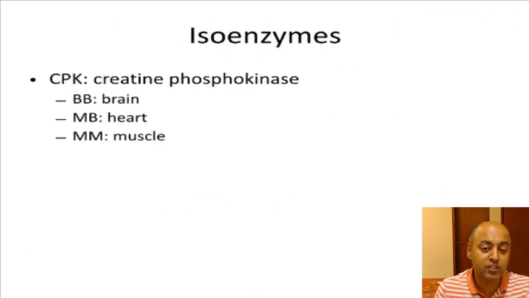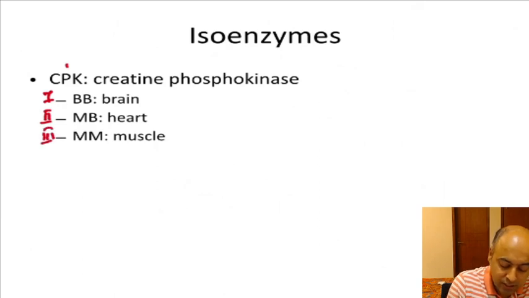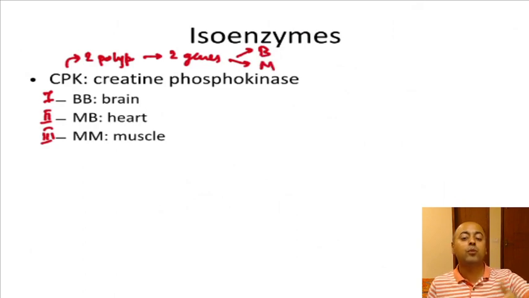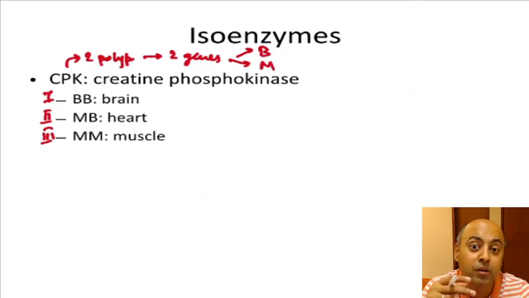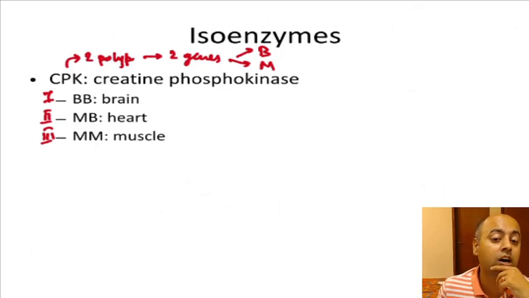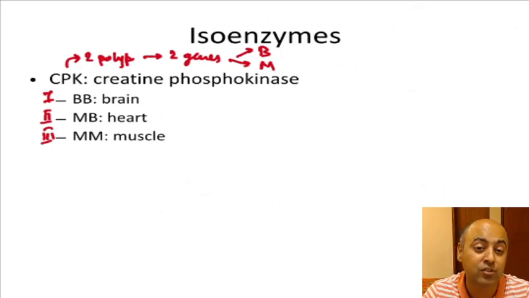Some classical examples of isoenzyme: creatine phosphokinase, three subtypes, type 1, type 2, type 3. The CPK is actually made up of two polypeptides, and for these two peptides we have two genes. These genes are the B type and M type. So when you make the combination, you can have three different combinations: both of them are B, both of them are M, one B and one M. So like that, you can see the three combinations are there, and each combination is synthesized in a different organ itself. So type 1 is coming from the brain, type 2 is coming from the heart, type 3 is coming from the muscle.